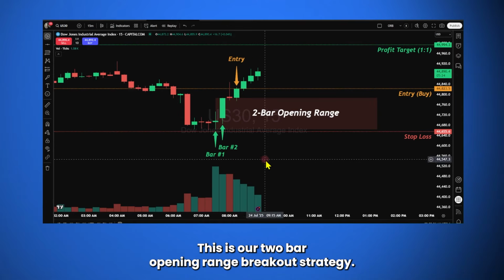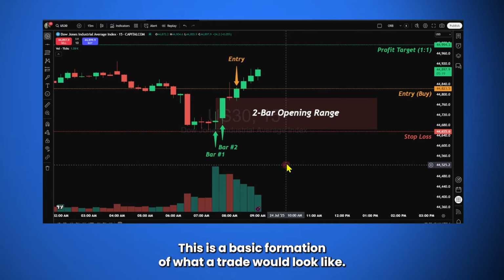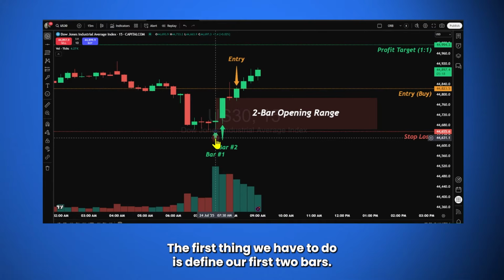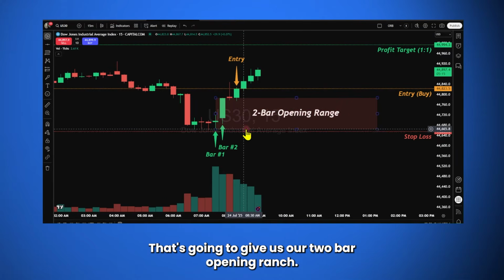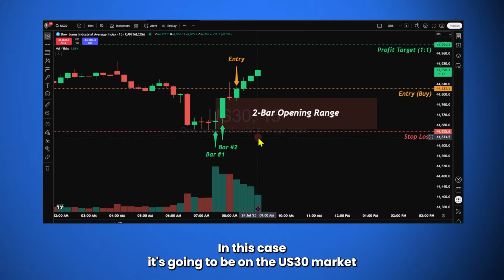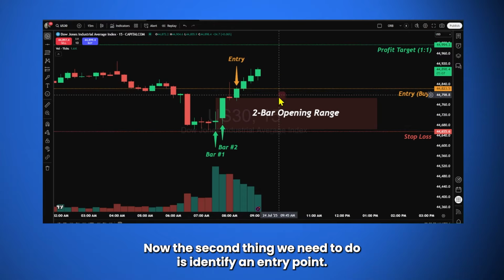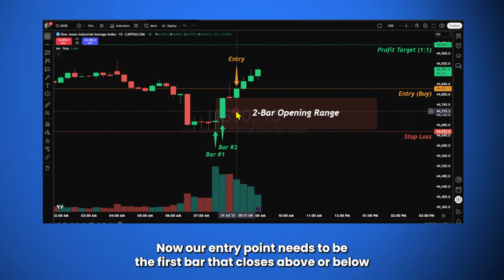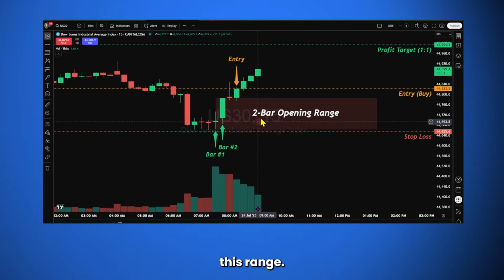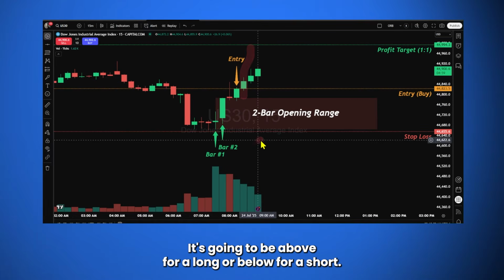Okay, a quick review. This is our 2-bar opening range breakout strategy. This is a basic formation and what a trade would look like. The first thing we have to do is define our first 2 bars. That's going to give us our 2-bar opening range. In this case, it's going to be on the US 30 market right after that Wall Street open on a 15-minute chart. Now, the second thing we need to do is identify an entry point. Our entry point needs to be the first bar that closes above or below this range. It's going to be above for a long or below for a short.